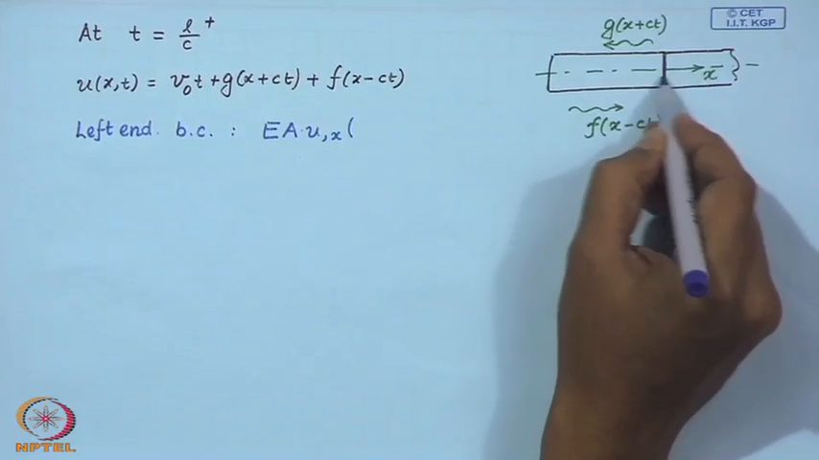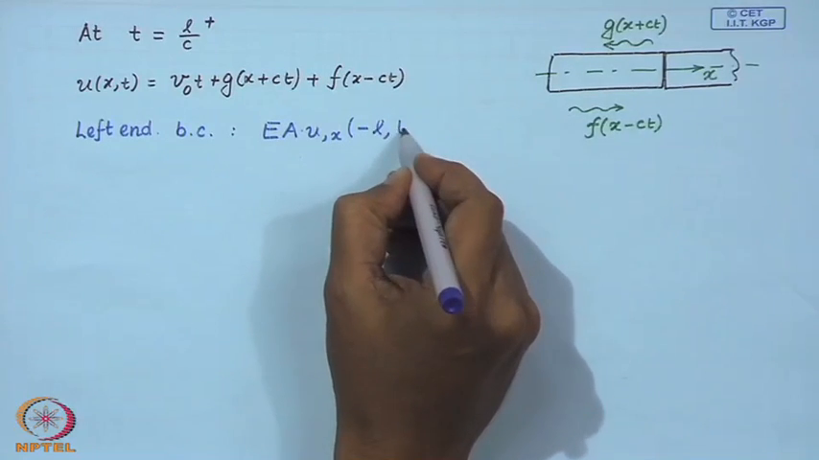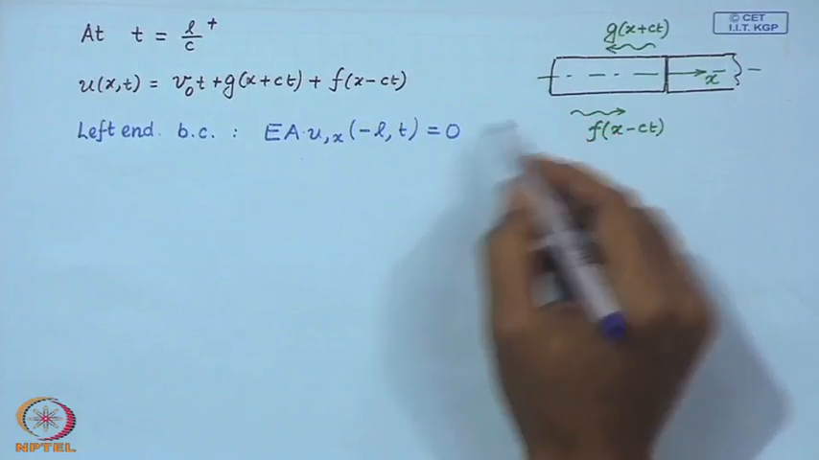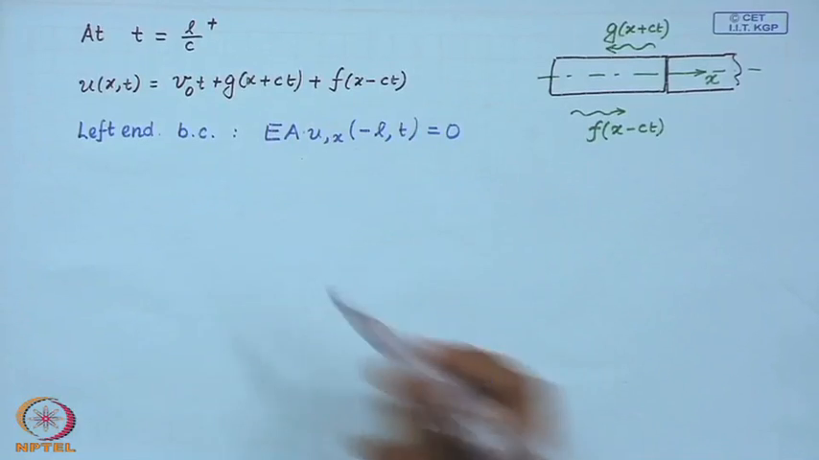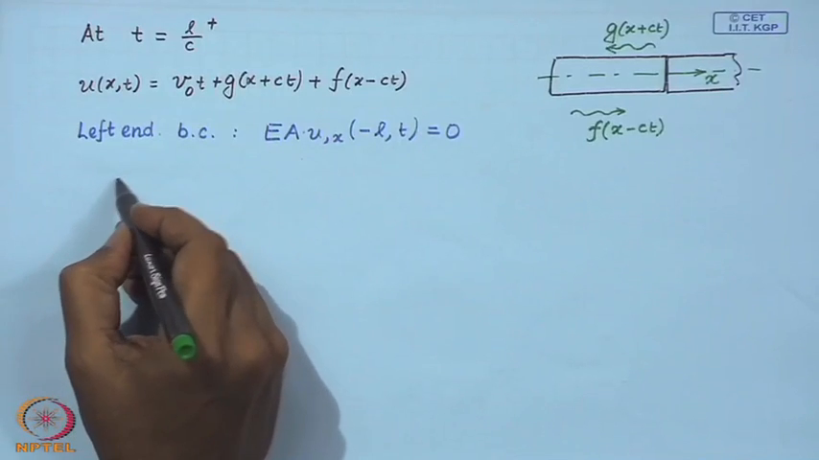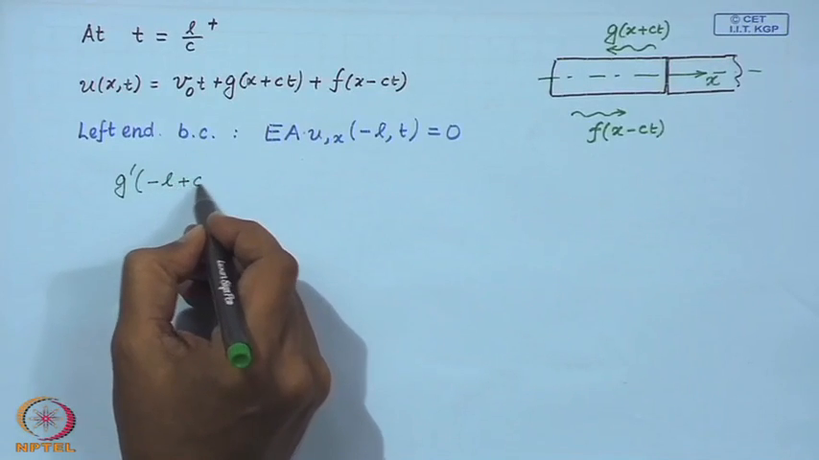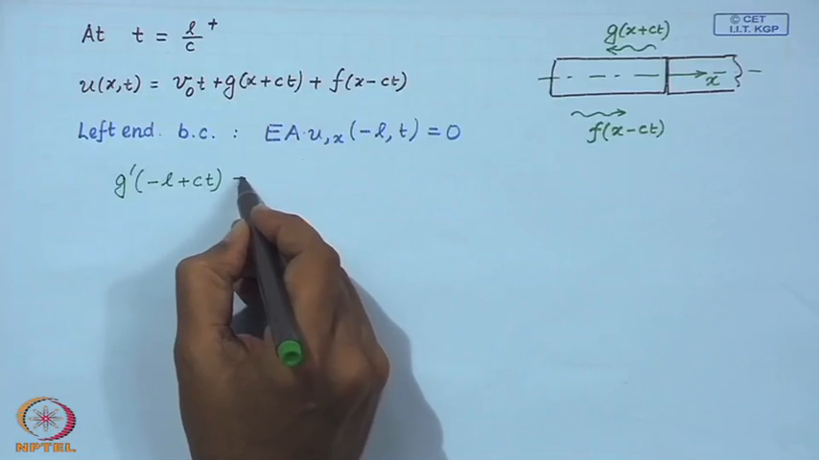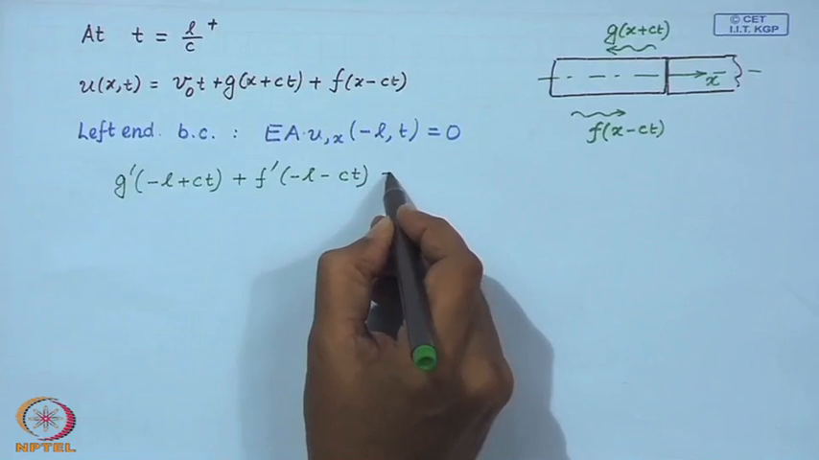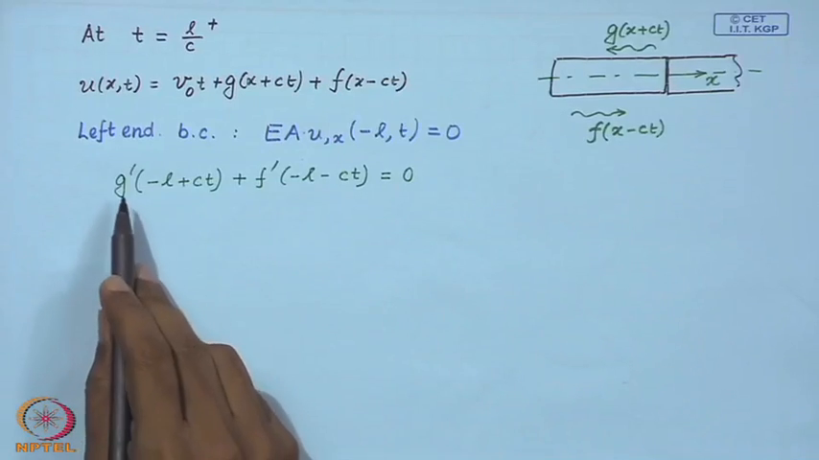Now, you see, the coordinate system has been put here. So, this is a force free condition at x equal to minus L. So, this is our condition, and once we substitute this expression in here and simplify, we are going to obtain this expression in terms of g prime and f prime.